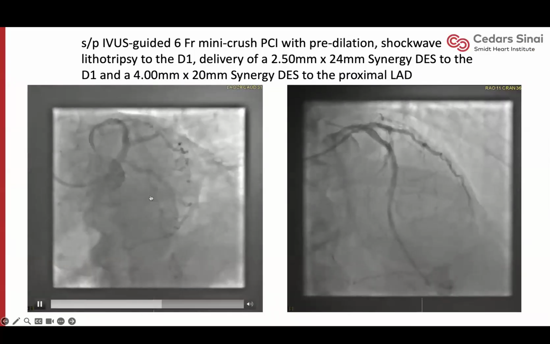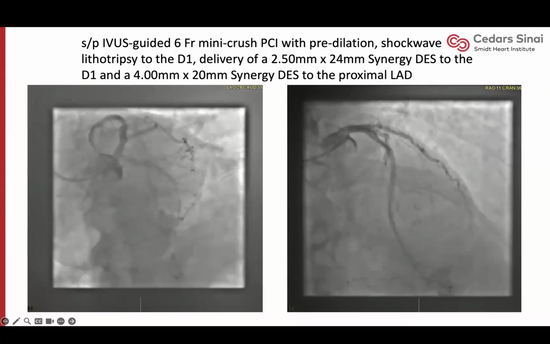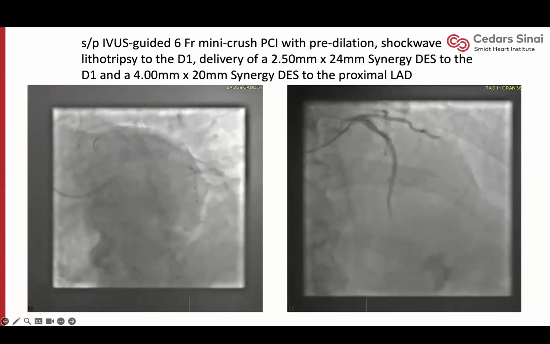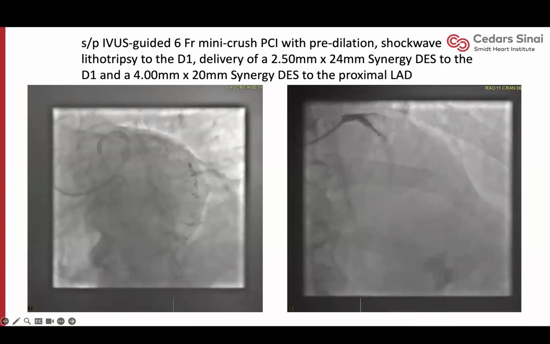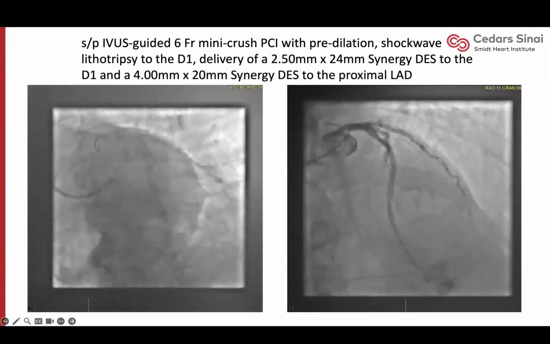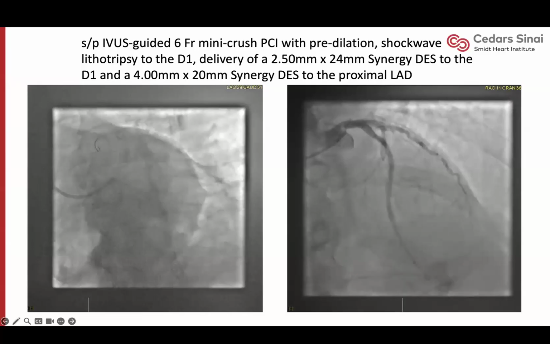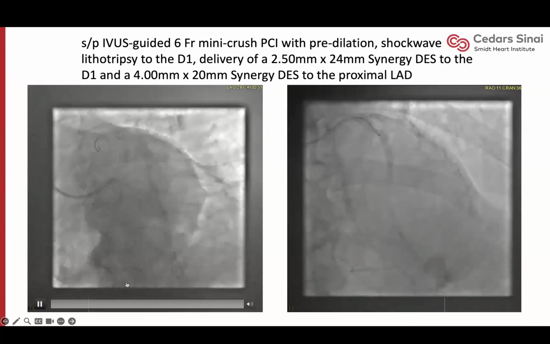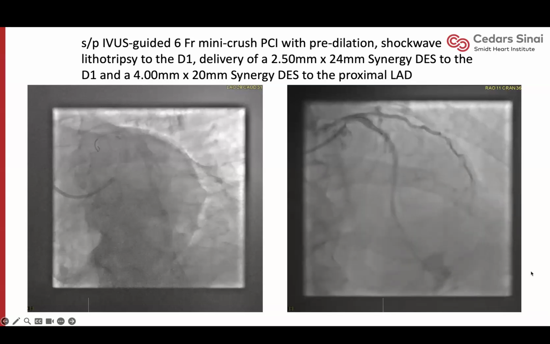So this is our final result after performing crush. So this was an IVUS-guided 6 French mini crush PCI with predilation, shockwave lithotripsy to the first diagonal. I skipped that. I didn't show you the shockwave step. And delivery of a 2.5/24 Synergy drug-eluting stent to the first diagonal over here, and a 4.0/20 millimeter Synergy stent to the proximal LAD. And we have nice TIMI 3 flow as the final result here.